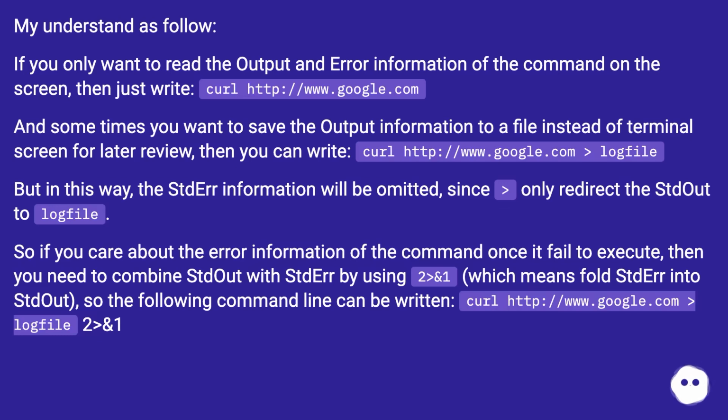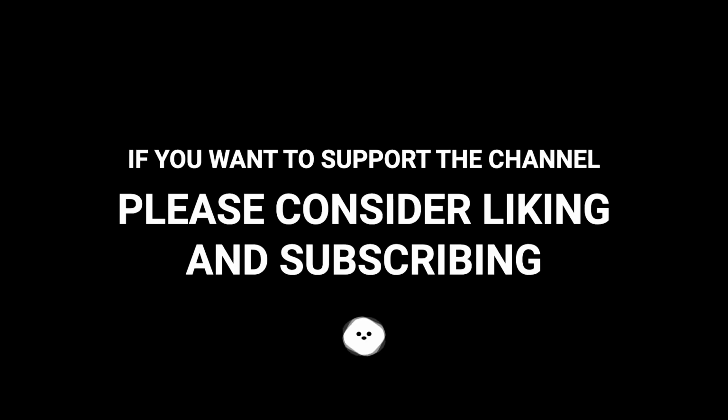But in this way, the stderr information will be omitted, since > only redirects the stdout to logfile. So if you care about the error information of the command once it failed to execute, then you need to combine stdout with stderr by using 2>&1, which means fold stderr into stdout, so the following command line can be written: curl http://www.google.com > logfile 2>&1.